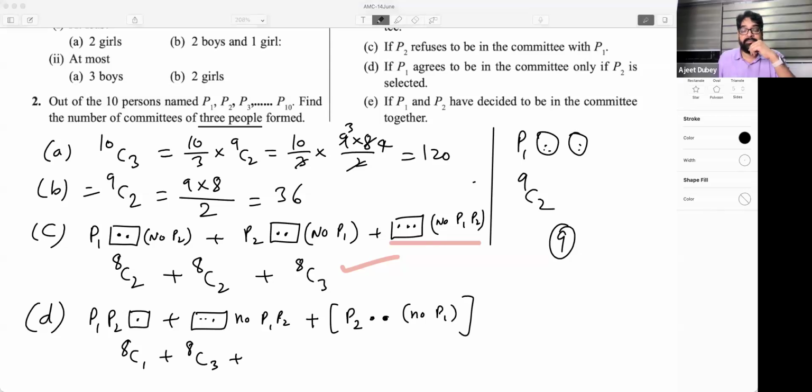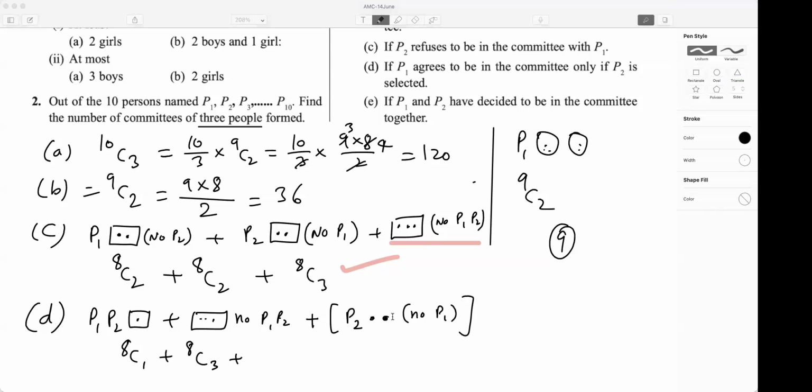Everyone think about it, because this is the point you need to think. 9C2.